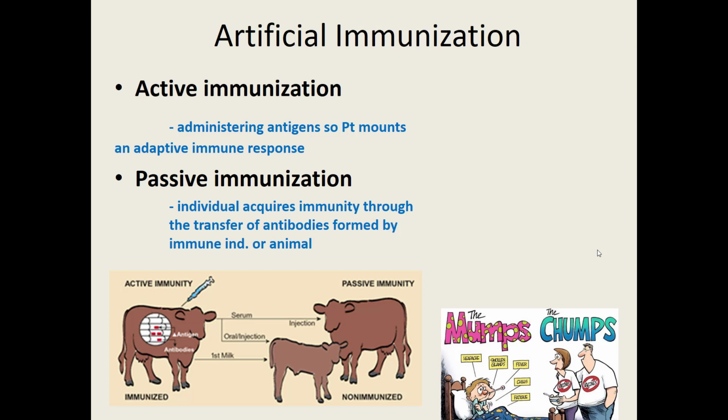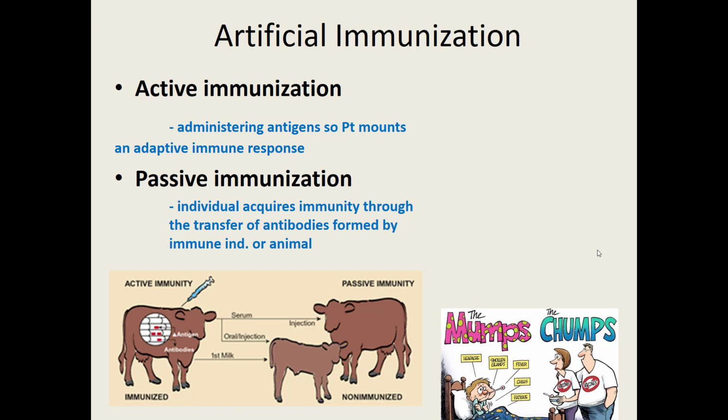Now, the passive immunization means that the patient or the individual acquires immunity through the transfer of antibodies, which means they don't make the antibodies themselves. They're given antibodies, and those antibodies were either formed in another immune individual or some other type of animal that can form antibodies. Now, examples of someone that's already developed immunity and has antibodies that they can give you. This happens when moms breastfeed. They can pass antibodies on to their infant. That's an example of a natural passive immunization. The baby didn't make the antibodies, but they got them from someone who did.